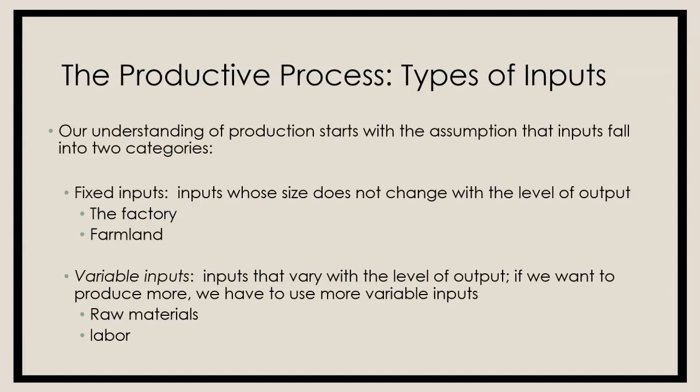Fixed inputs are inputs whose size does not change with the level of output. This would be something like a factory or farmland. Variable inputs are inputs that vary with the level of output. If we want to produce more, we have to use more of the variable inputs. That would be things like raw materials and labor.